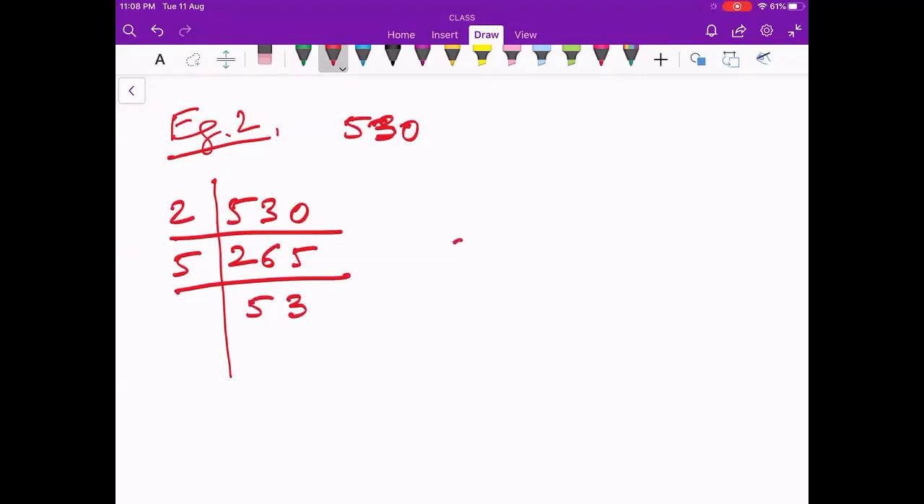So we get 530 equal to 2 into 5 into 53. Now none of these digits are in pairs, so we can't find the square root of this number, because 530 is not a perfect square. So the only way to find the square root of this number is by the long division method.